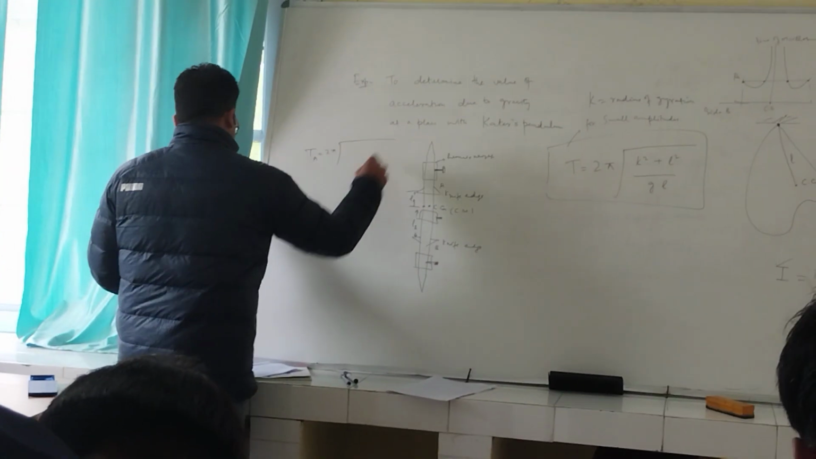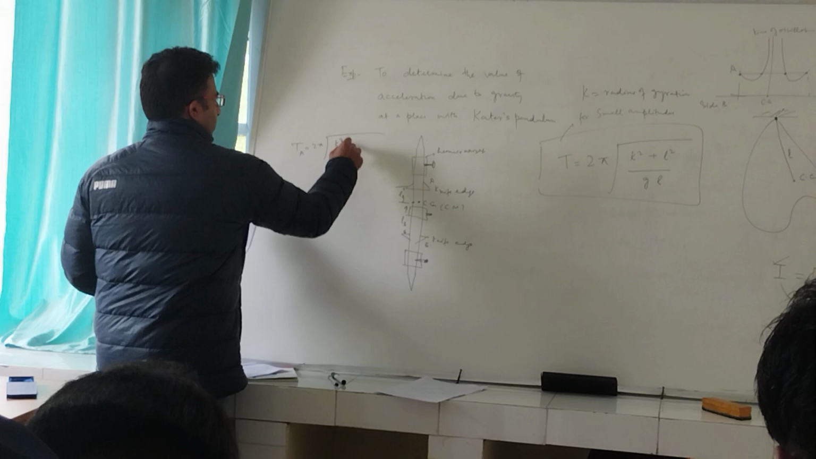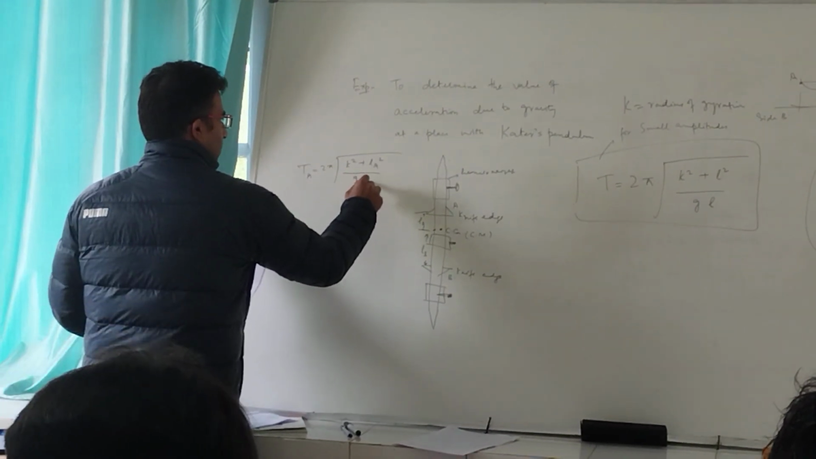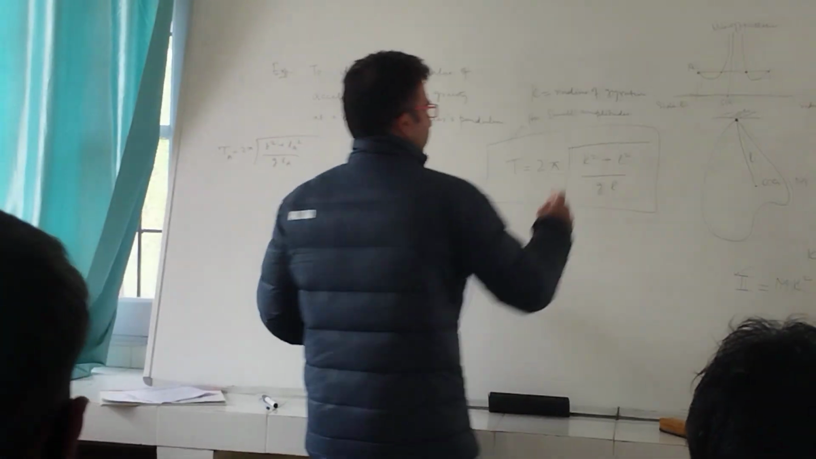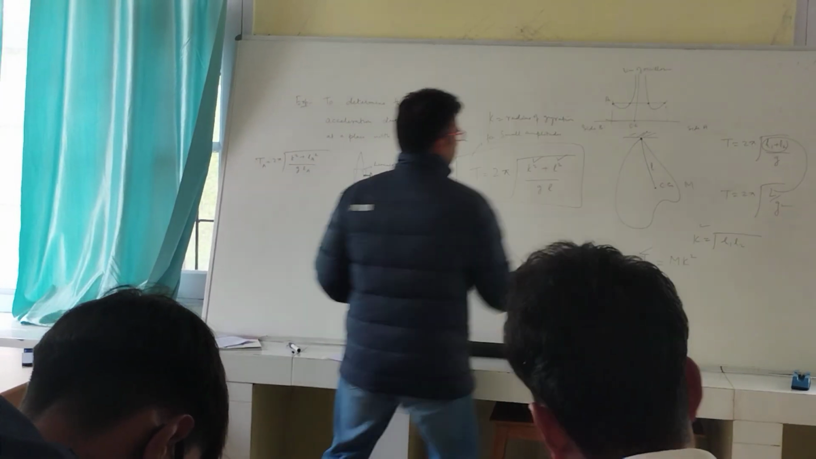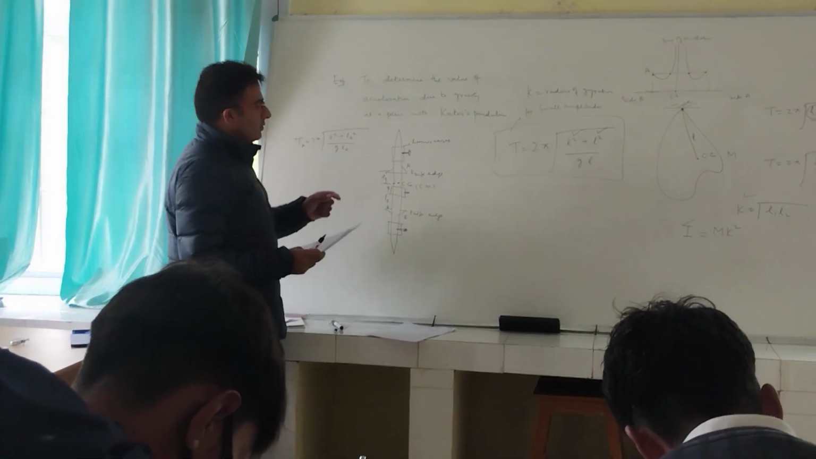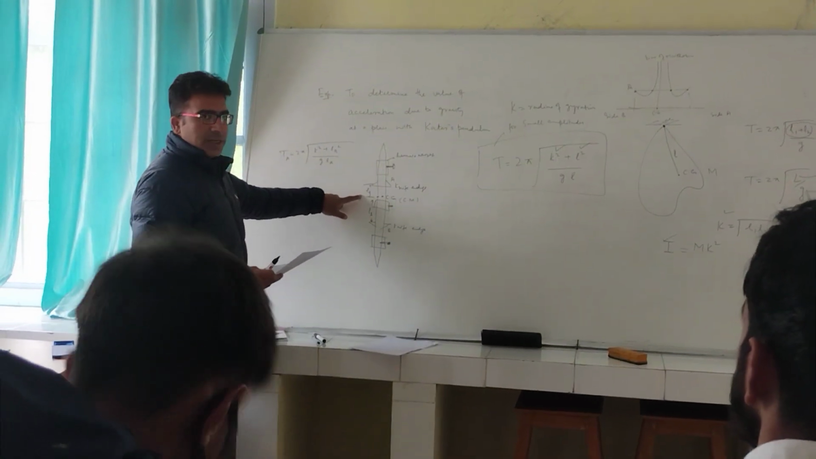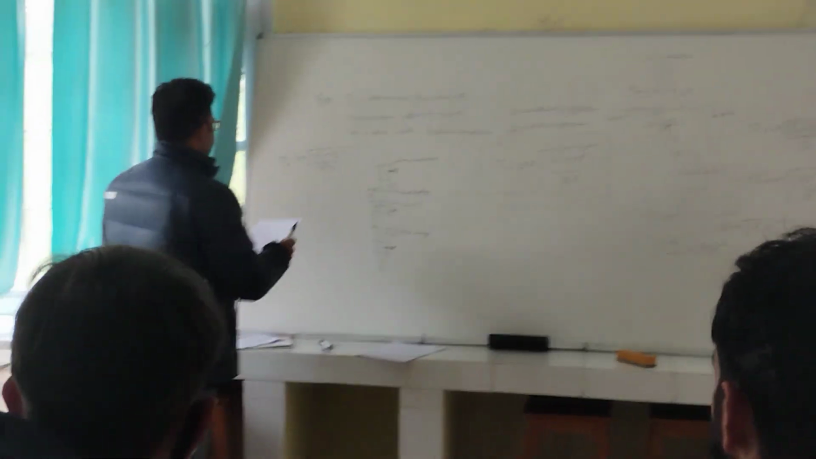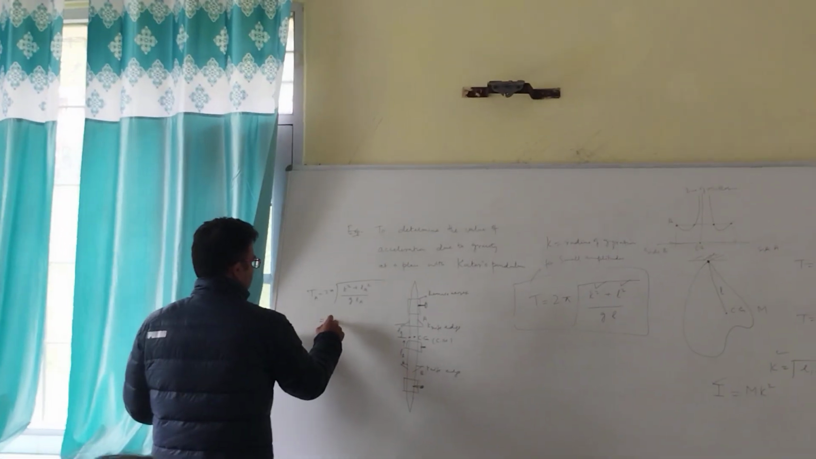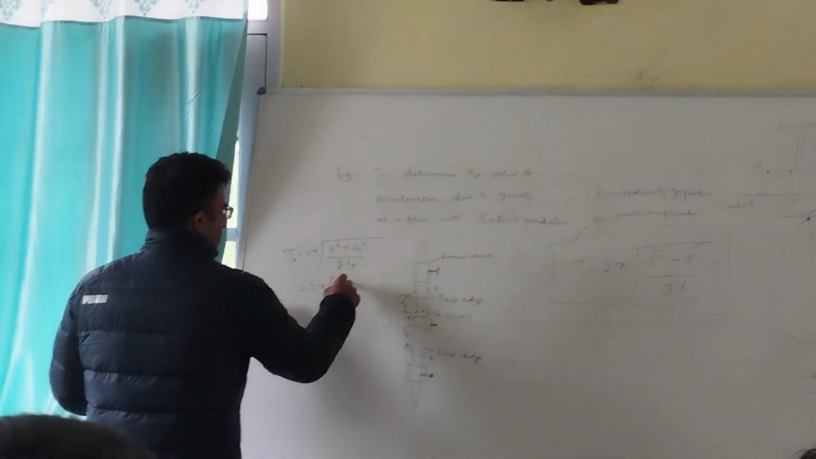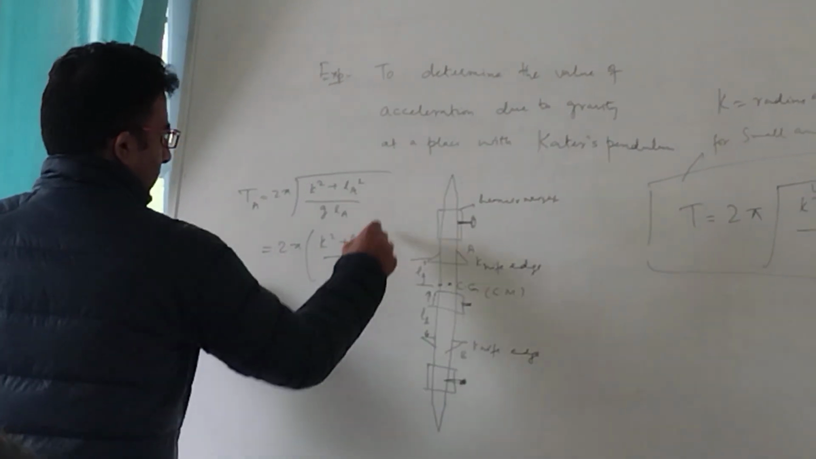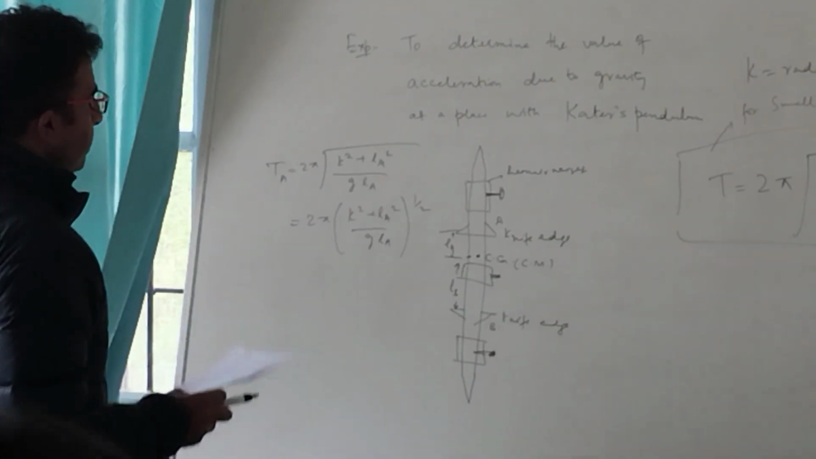TA is 2 pi, square root of (k square plus LA square) over g LA, where LA is the distance of the knife edge, the pivot, from the center of gravity. Got it? You can write it this way also: 2 pi k square plus LA square by g LA raised to half. That's one and the same thing.